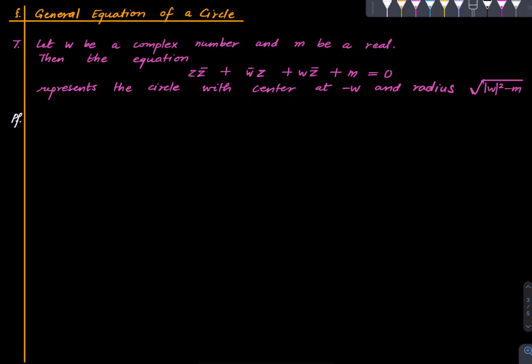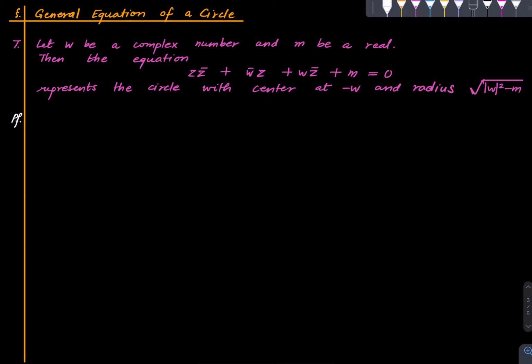Now we've seen that the equation of a circle with a given center and radius is of this form, meaning there is a suitable choice of w and a suitable choice of the real number m, such that this is the equation of the circle. This theorem says that everything of this form is a circle. So fix a complex number w and a real number m, then the set of solutions of this is a circle with center at minus w and the radius is this.